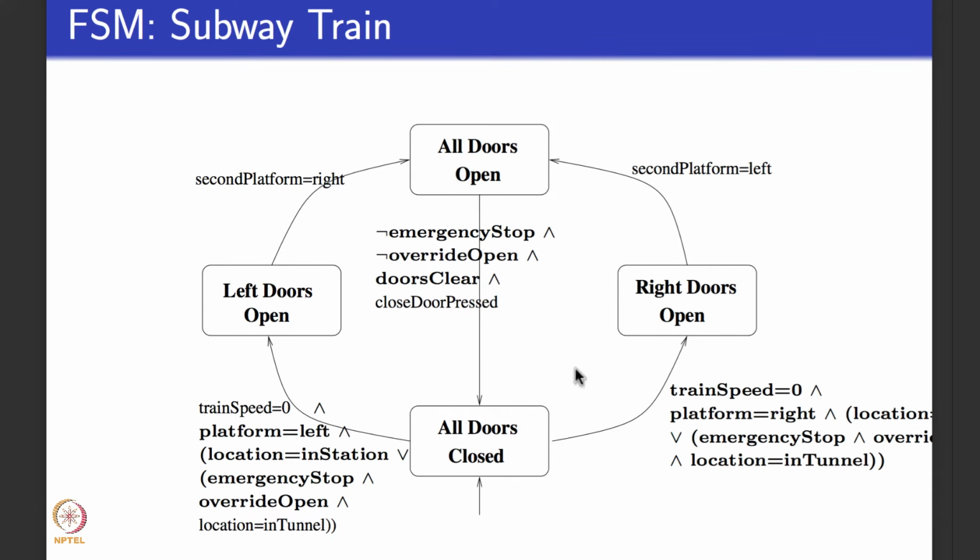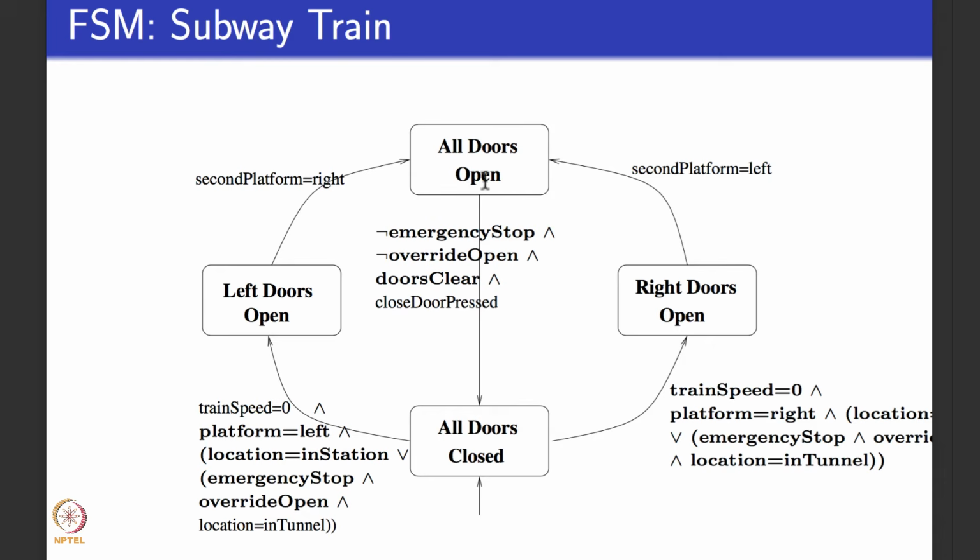If from any of these states, the other door is open, the platform is available on the other side, like if the right doors are open and the second platform is available on the left hand side, then you can open the left door, so you go to state all doors open. Similarly, if the left doors are open and the second platform is available on the right hand side, then you can open the right doors also, and then you go to the state all doors open.